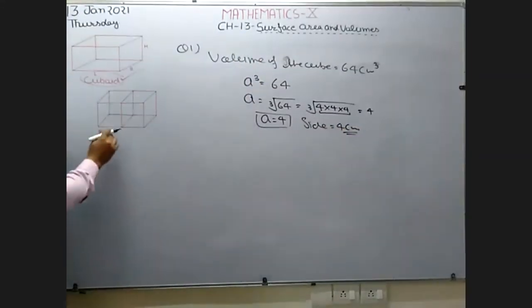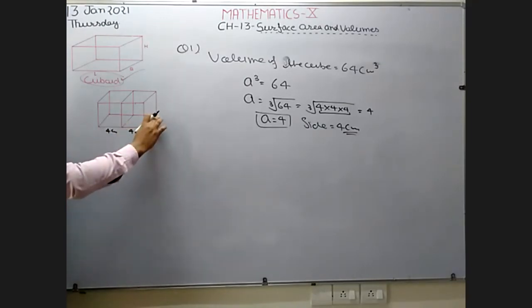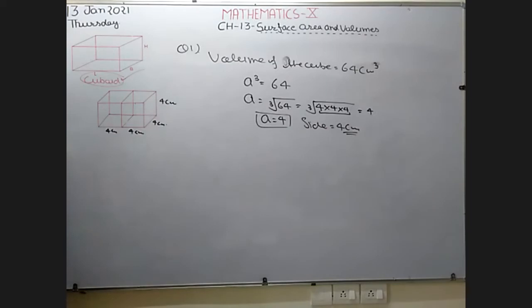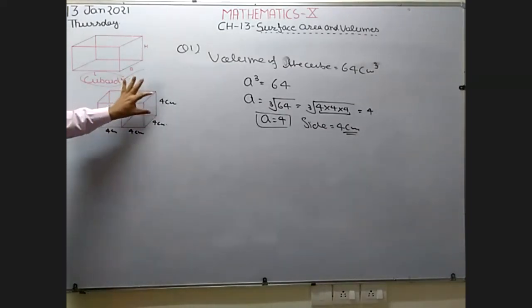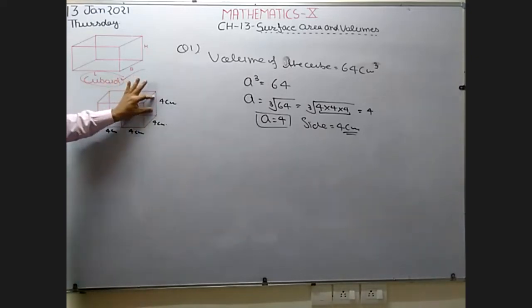So see here. Now this side is 4 centimeter. This is second cube. This side is also 4 centimeter. This is the breadth of the cube. This is also 4 centimeter. And this is the height of the cube. This is also 4 centimeter. Now what change is there? See, what change is there? Height is going to remain same. When you join end to end, height is going to remain same.